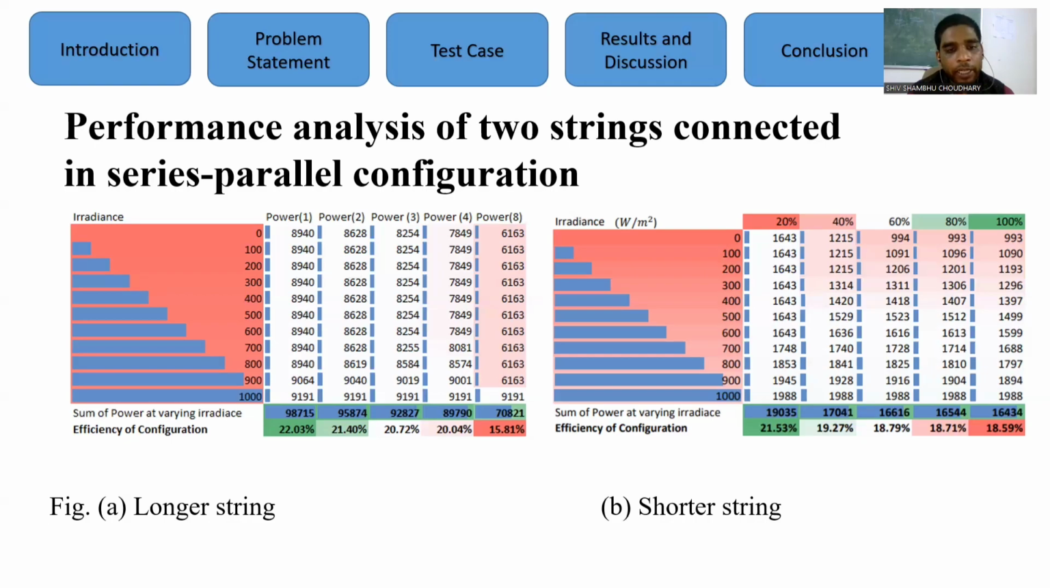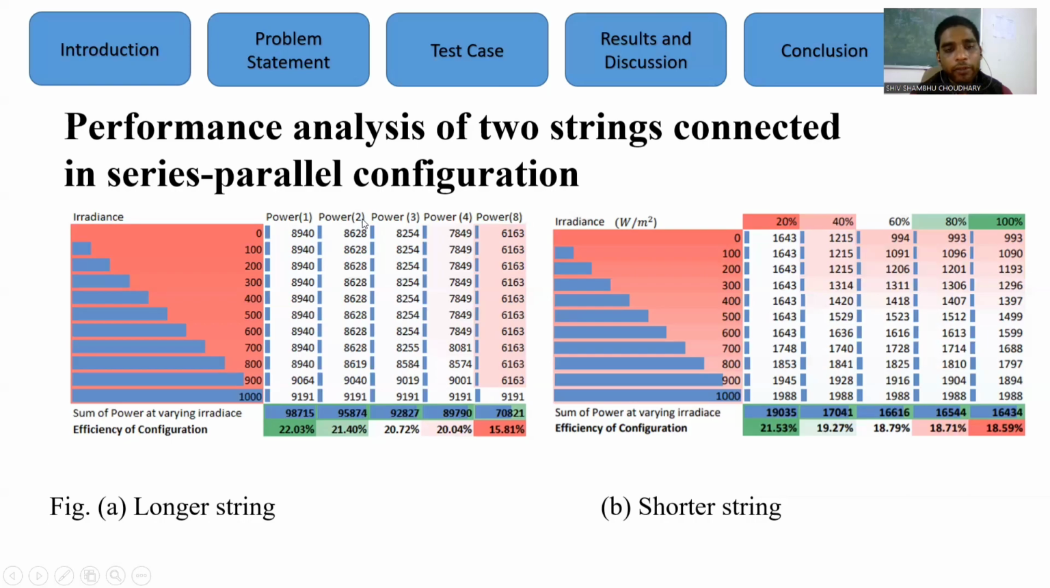We can observe from the data that the performance efficiency of the system increases though marginally, and it is not dependent majorly on the length of the string as against the number of modules under the shading effect. So it can be seen that when two strings are connected in parallel, for the shorter string, the efficiency becomes 21.53%, whereas for the larger string, the efficiency becomes 22.03%. These are more than the claimed efficiency of 16% from the dataset values.